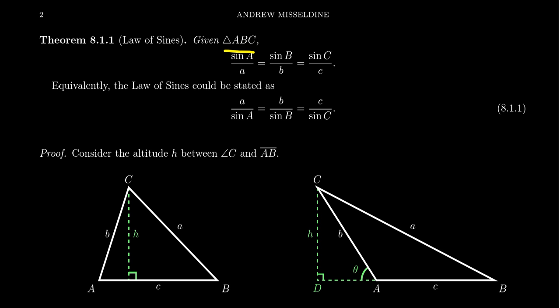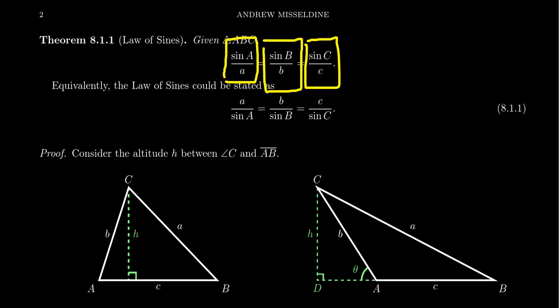So the angles are A, B, and C, and their corresponding opposite sides will be called lowercase a, b, and c, such as the picture you see right here. We'll get more into that in a second. So the law of sines tells us that if we look at the ratios, if you take sine of A over a, this will be equal to sine of B over b and sine C over c.